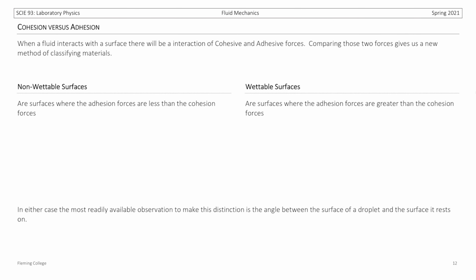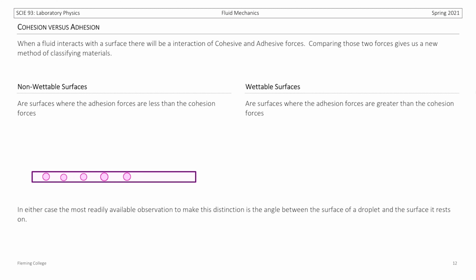We saw earlier that when a fluid interacts with a surface, there will be an interaction of the cohesive forces internal to the fluid and the adhesive forces between the fluid and the container. Comparing those two forces gives us a new method of classifying materials. We can have materials that we refer to as non-wettable and wettable surfaces. Non-wettable surfaces are surfaces where the adhesion forces are less than the cohesion forces.